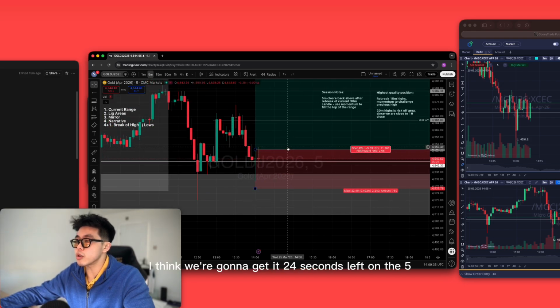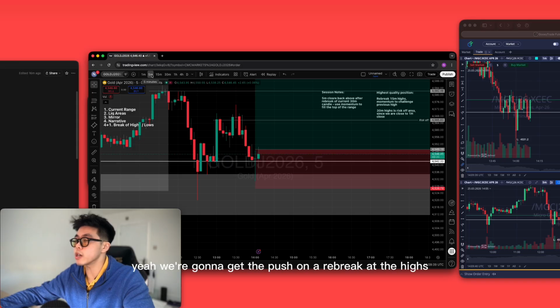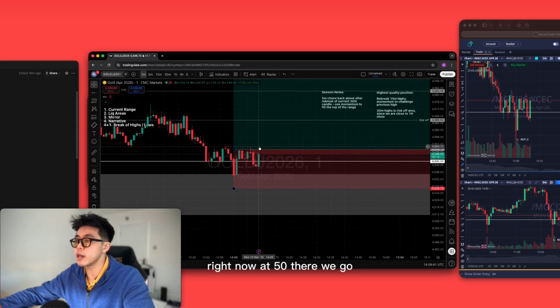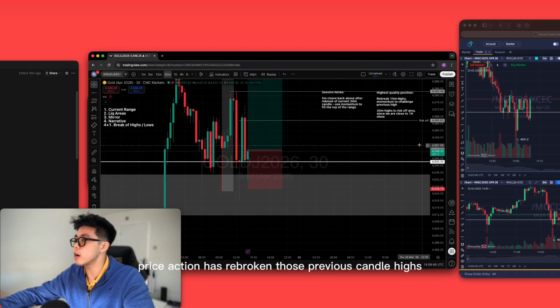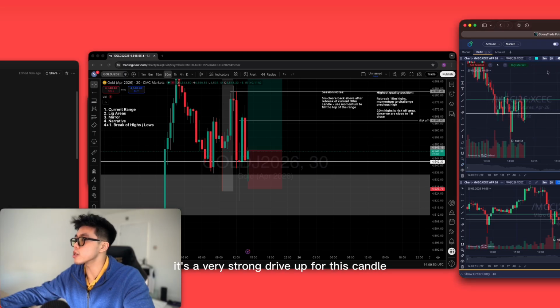Let's see. I think we're going to get it. 24 seconds left on the 5. Yeah, we're going to get the push on a rebreak at the highs right now. At 50. There we go. So price action has rebroken those previous candle highs. It's a very strong drive up for this candle.